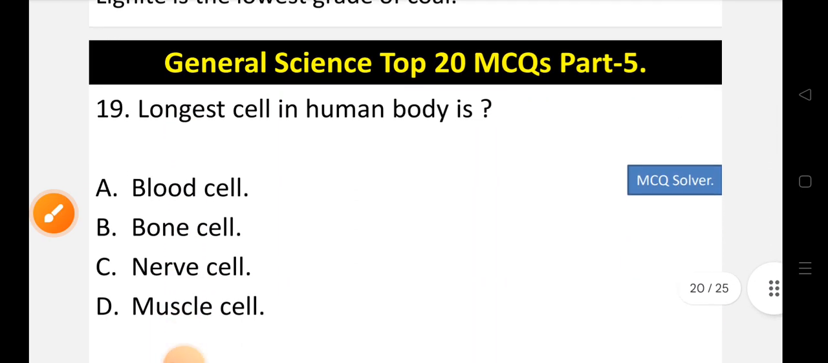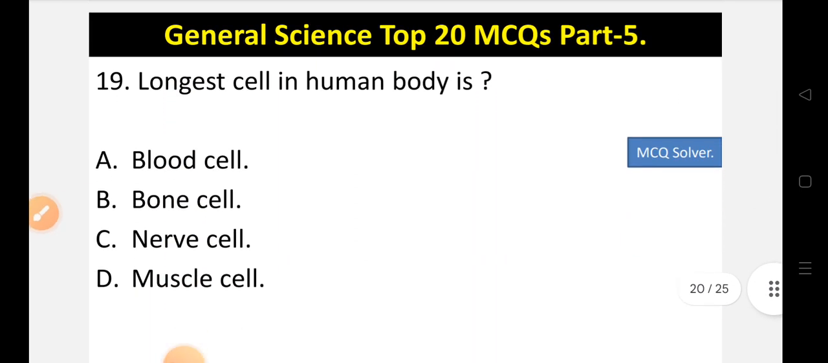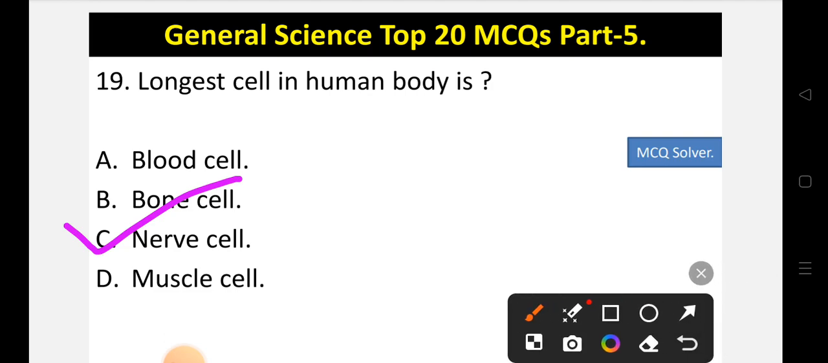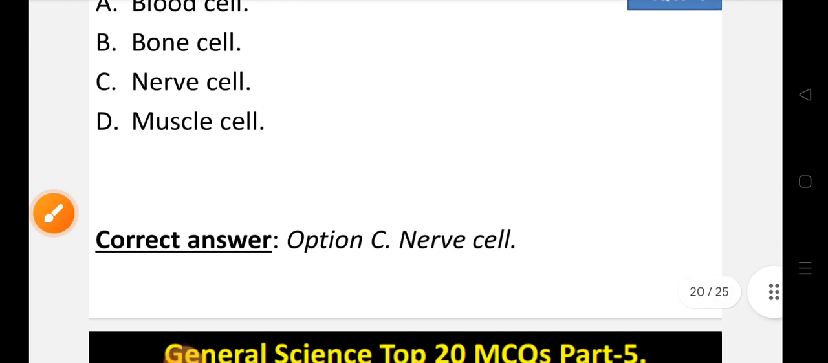Now let's move to question number 19. The longest cell in human body is, the correct option is option C, that is nerve cell. So nerve cell is known as the longest cell in the human body. C is the correct option.